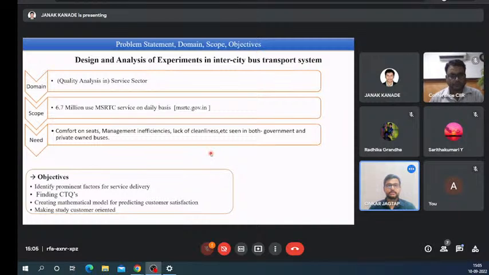The scope is that according to the official website of MSRTC, on a daily basis around 6.7 million people use the service, so the scope is very wide. The need of the project was that after survey, and even before that, we found that comfort on seats, management inefficiencies, lack of cleanliness, and so on were the issues. So we wanted to suggest to these service providers some measures so that they can improve their quality of service. The objectives were basically to help them improve their service quality and make this study more customer oriented.